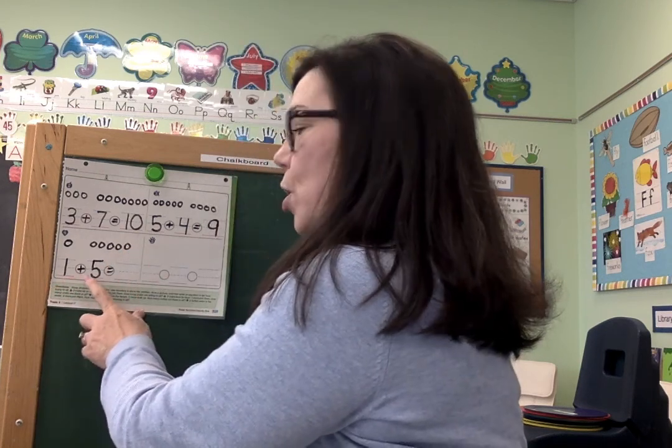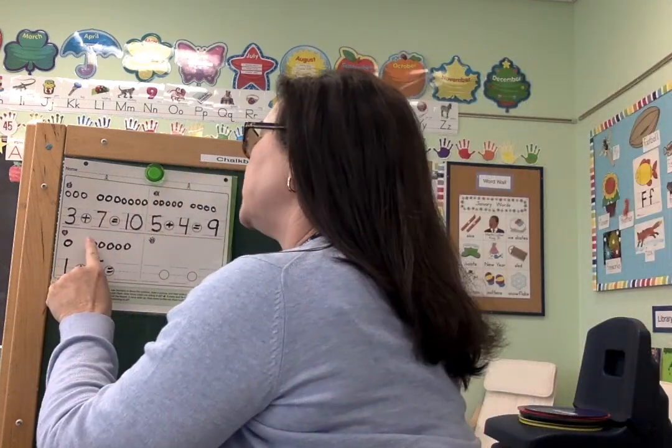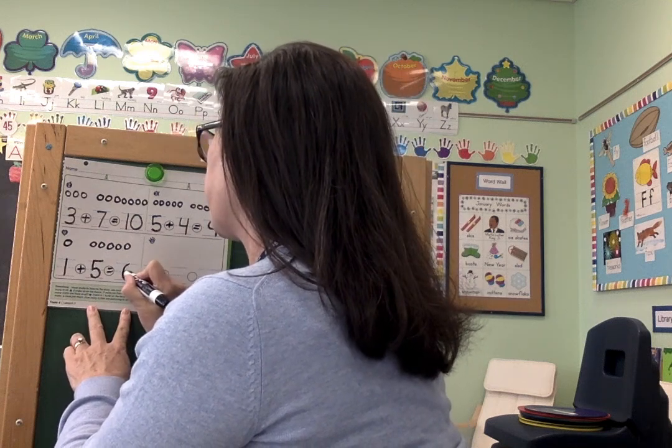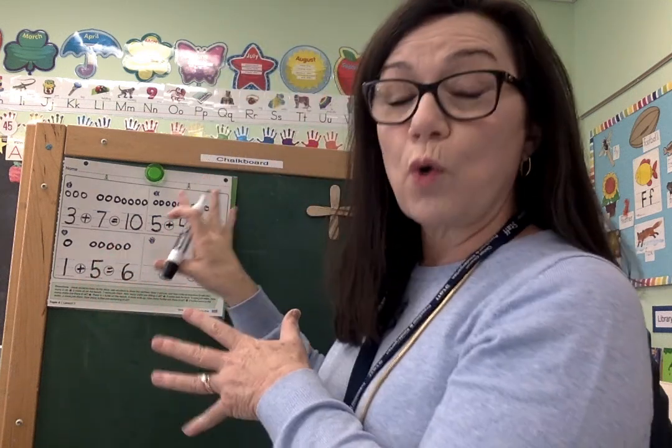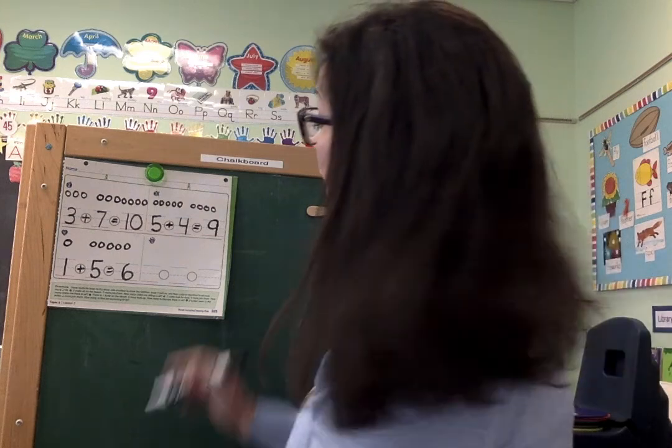We've got our part. What's our whole? We're going to count all of our counters. 1, 2, 3, 4, 5, 6, and write number 6. So you are drawing to illustrate how many, but then you are writing the equation below it.